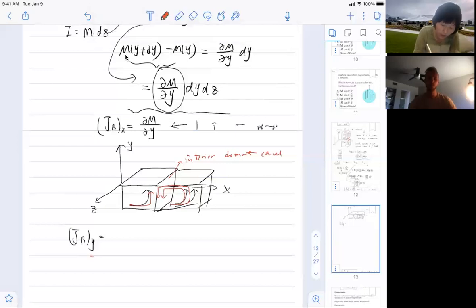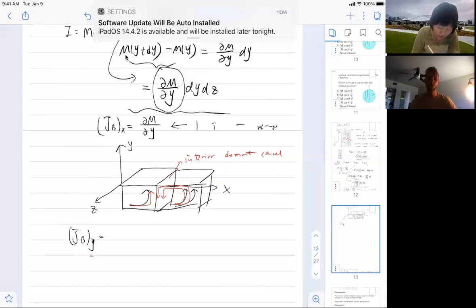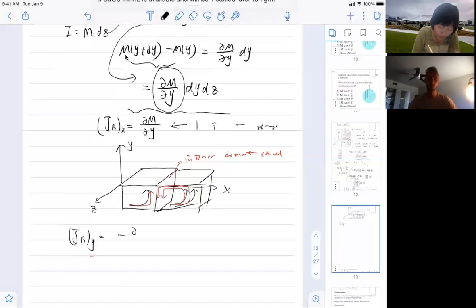So follow the same process. I'm not going to do it again. I will show you that the y component is going to be negative dM/dx. So the x component is dM/dy. The y component is negative dM/dx.